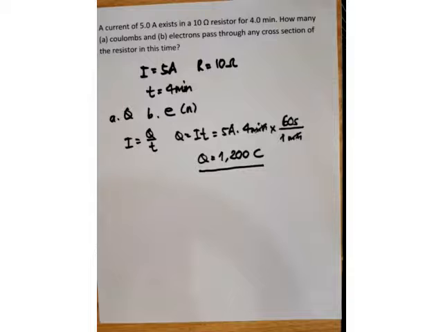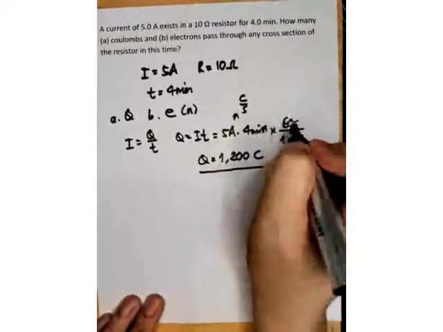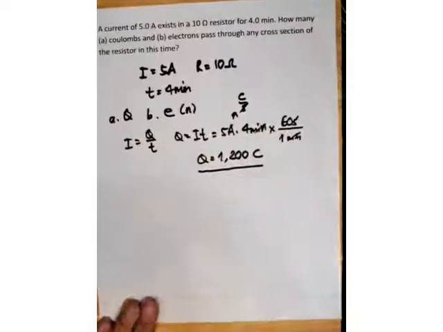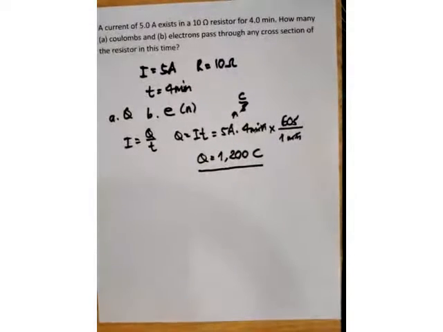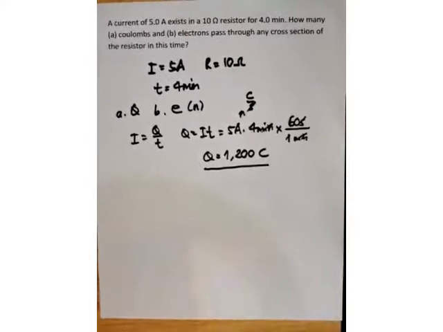Tama ba yung 5 times 4 times 60? Because ampere is coulombs per second, we can cancel yung second sa baba. Ayan. So magiging na lang siyang coulombs. So 5 times 4 times 60. So a total of 1,200 coulombs ang dumaan doon sa area na yon for 4 minutes.